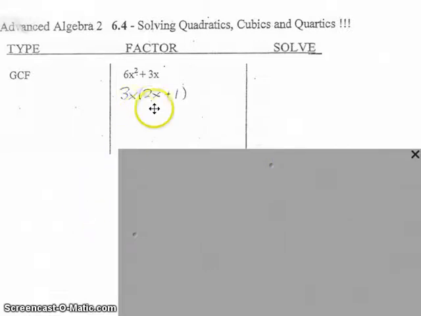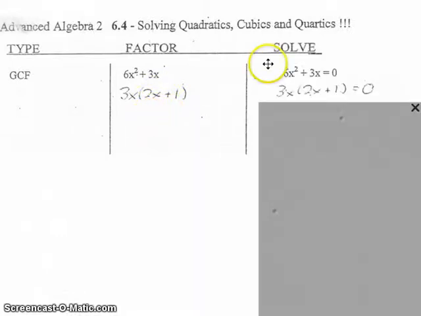How do you know that you're done? Well, 3x certainly can't be factored any farther. And 2x plus 1, they don't have anything in common. There aren't any rules that you have for breaking 2x plus 1 down any farther, so that's as far as you can go. Now, carrying that to the next step, over here you're supposed to solve the same question.